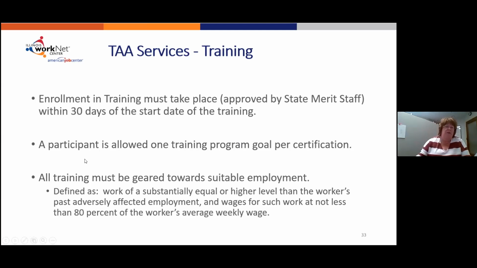All training must be geared towards suitable employment, and suitable employment is defined as work of a substantially equal or higher level than the worker's past adversely affected employment, and wages for such work at not less than 80% of the worker's average weekly wage. So just something to keep in mind that we don't want to train somebody for a lot lower program.